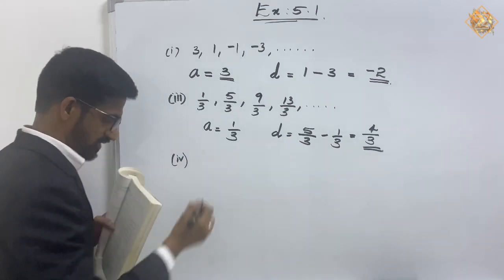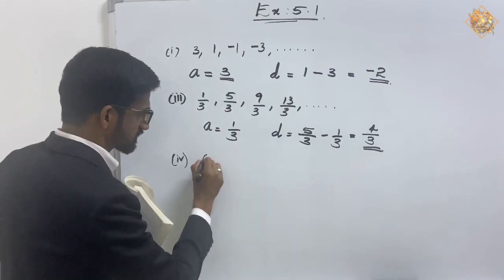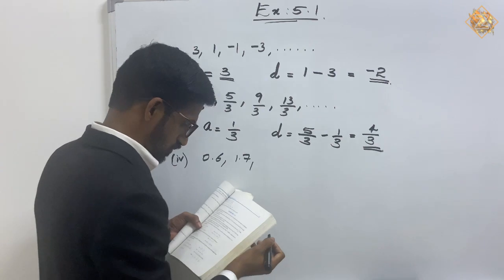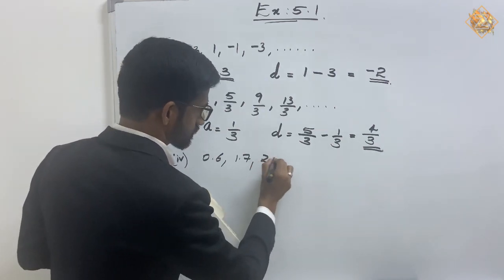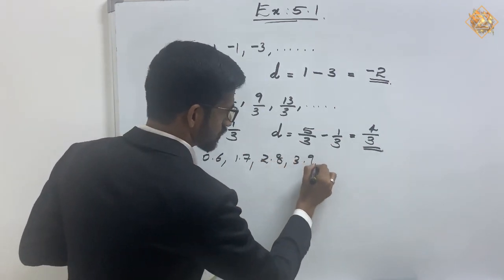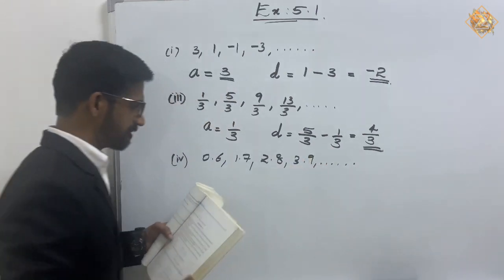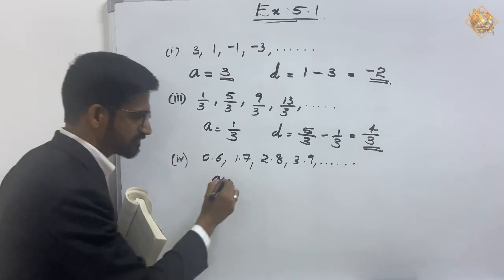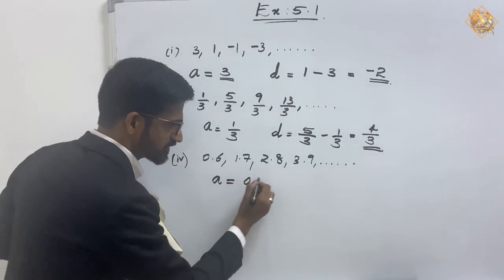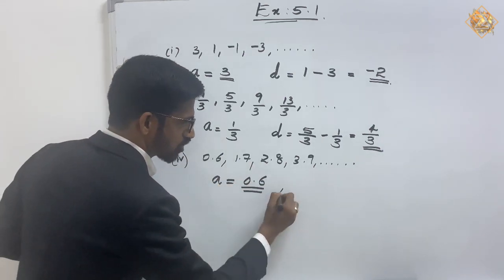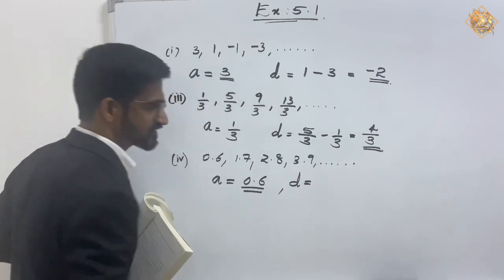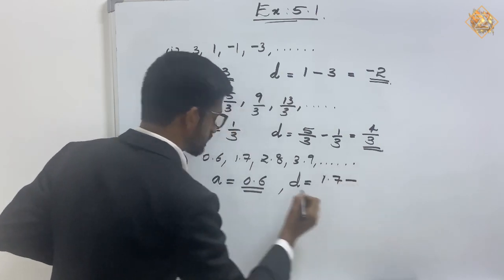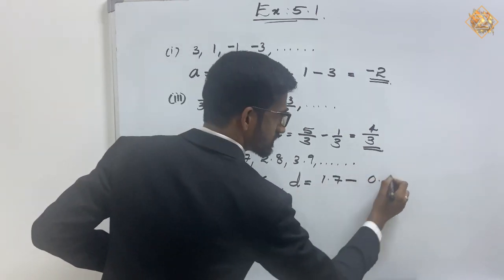We'll just do it now. That is 0.6, 1.7, 2.8, 3.9, etc. For the given AP, we have to find the first term and the common difference. What is the first term here? First term is 0.6, isn't it? And the common difference, how to find? From the second term, we have to subtract the first term, 0.6.